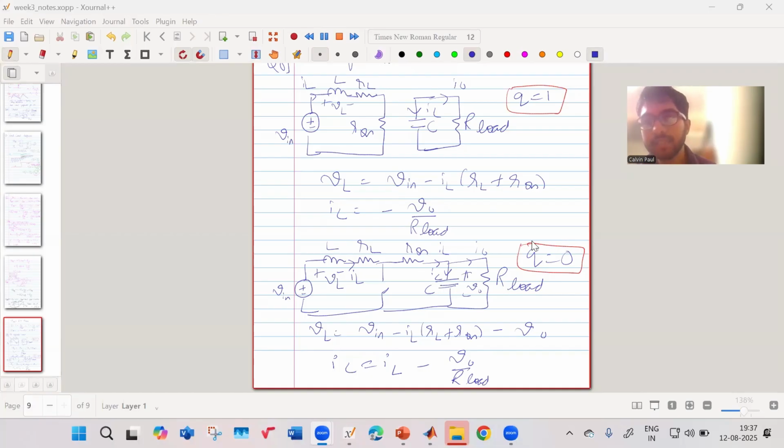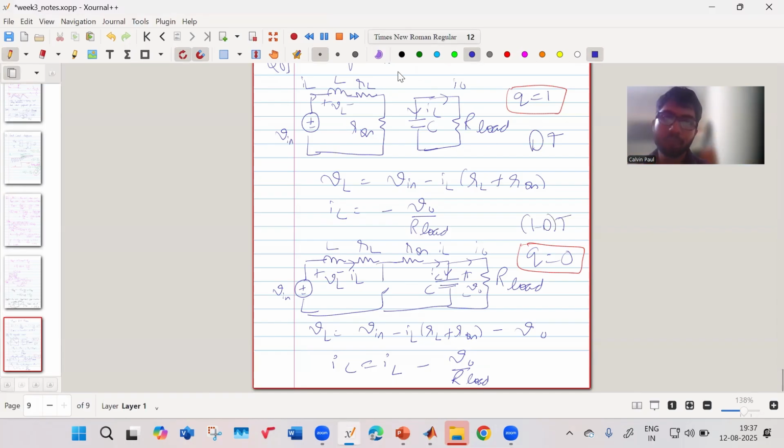What do you mean by that? That means the average voltage across the inductor is 0, and the average current to the capacitor is 0. In steady state, this is the case. And Q equal to 1 happens for the time D into T, for my duty. Q equal to 0 occurs for the time (1 minus D) into T.